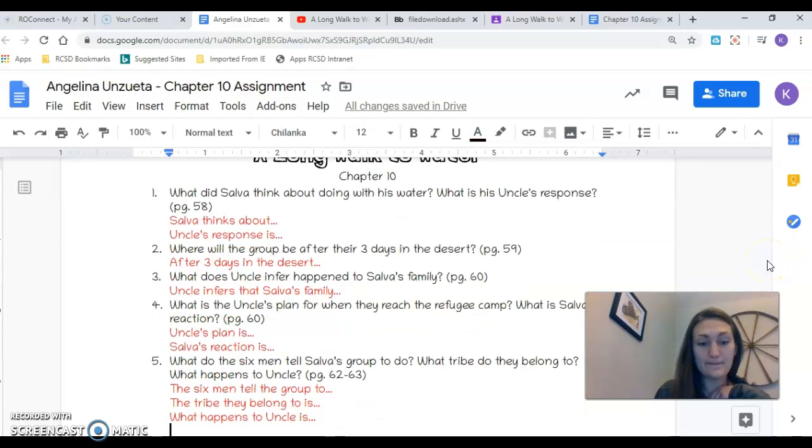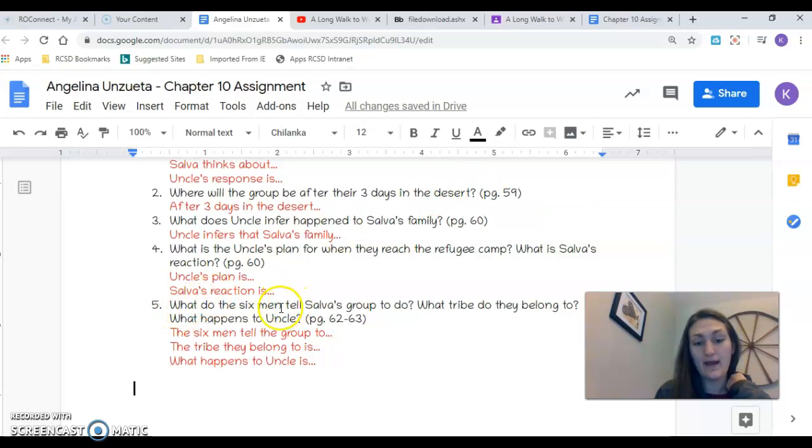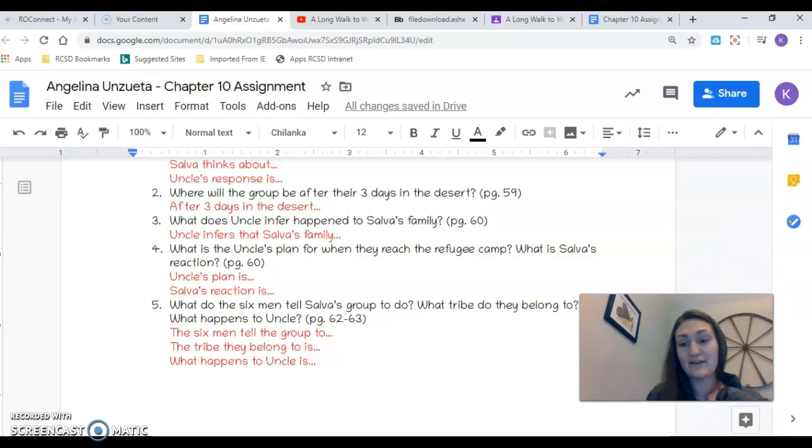What do the 6 men tell Selva's group to do? What tribe do they belong to? What happens to Uncle? Pages 62 to 63. The 6 men tell the group to, the tribe they belong to is, what happens to Uncle is. You should be able to answer those 3 things. And then that should be it for your assignment here for English today.